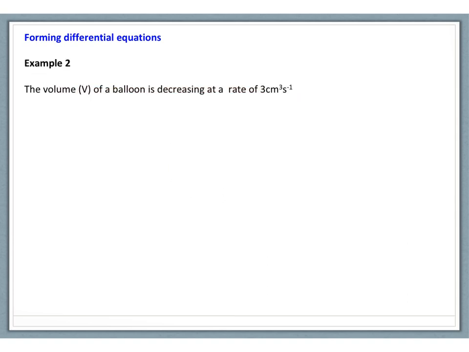Let's have a look at another example. The volume V of a balloon is decreasing at a rate of 3 centimetres cubed per second. Now the units here can be very, very useful because they will give you a bit of a hint about what the derivative actually is. And you can see here, this is the unit of volume per time. So it tells you it's dV by dt. So dV by dt is equal to negative 3.